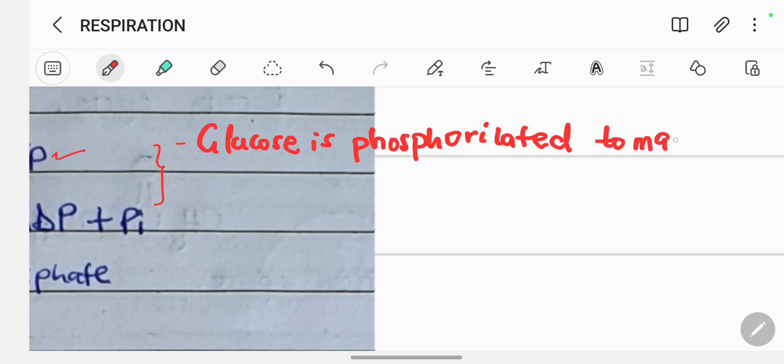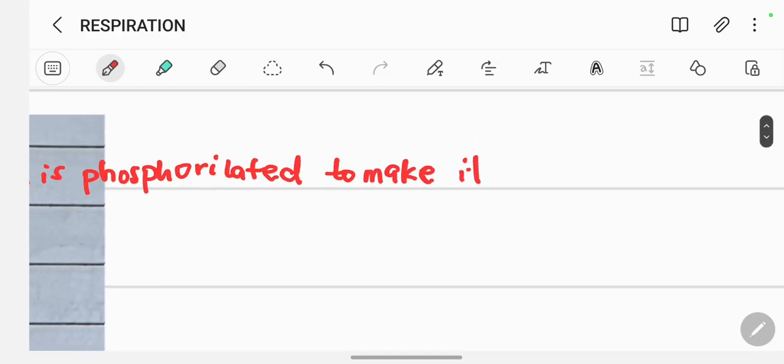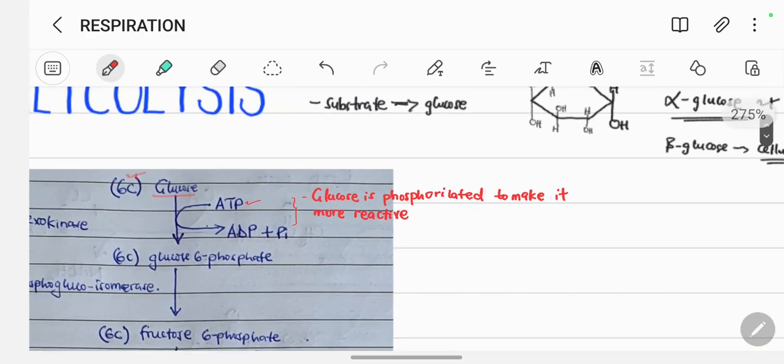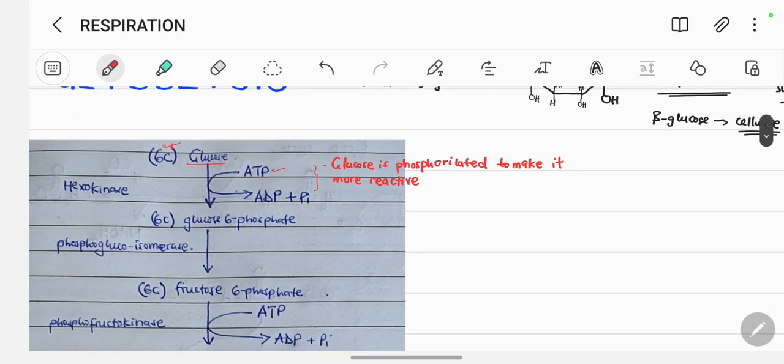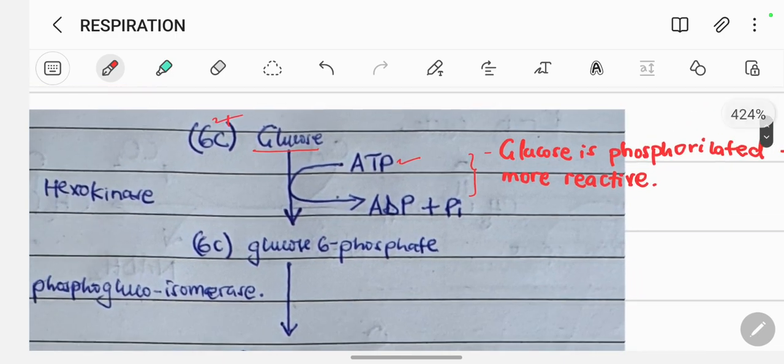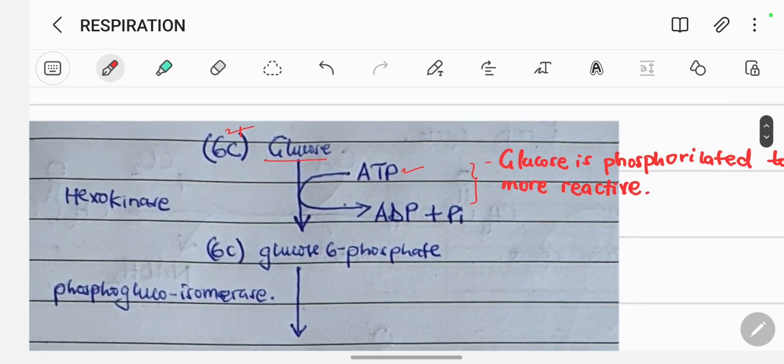To make it more reactive. So that's what is happening there. So as we make it more reactive, it's going to turn to a glucose 6-phosphate. So we form glucose 6-phosphate.